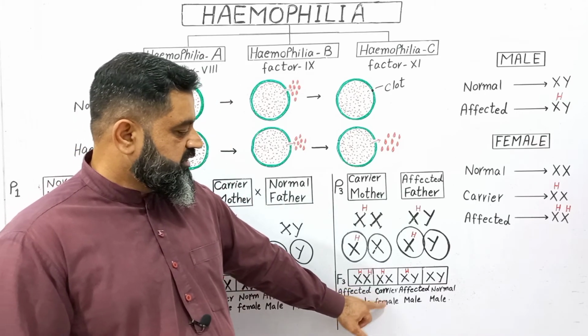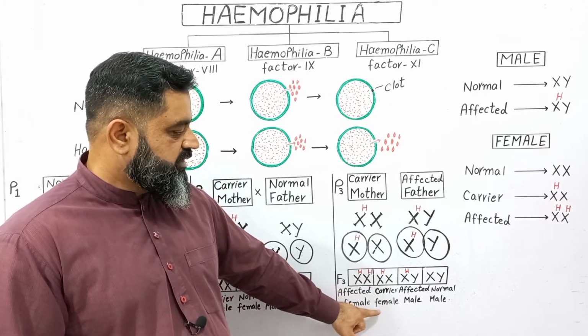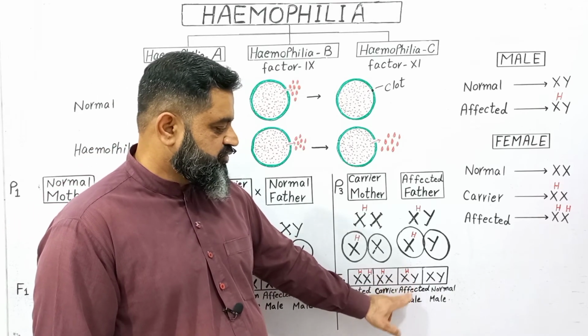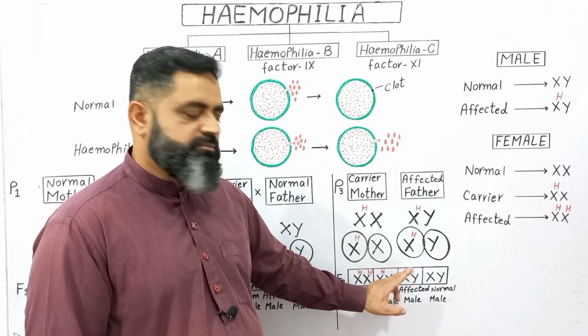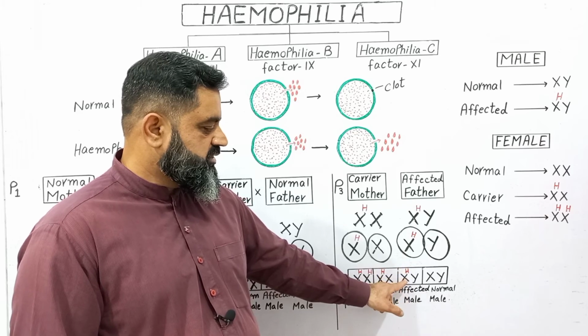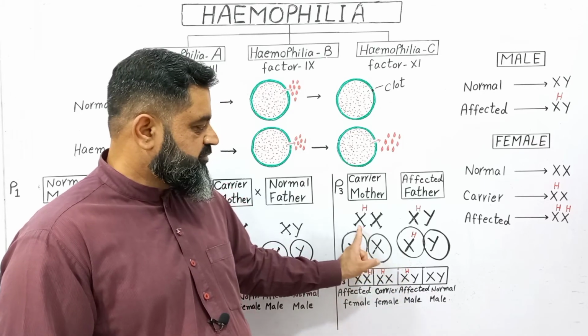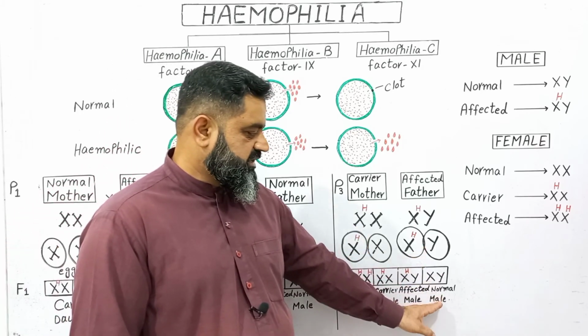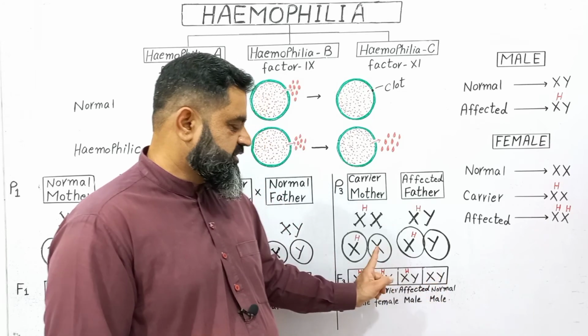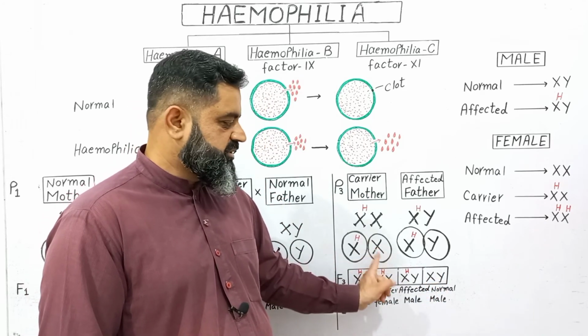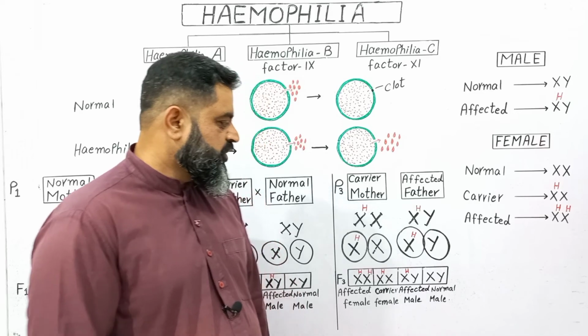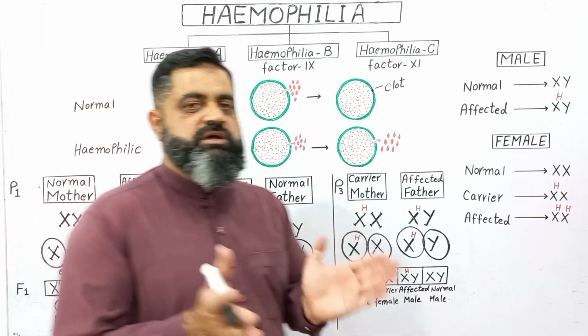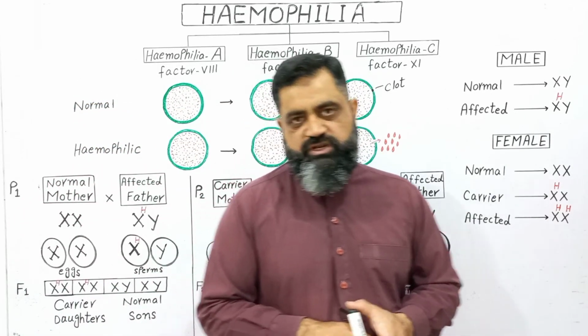The second daughter is carrier and she's normal, and first son is also affected and it will become hemophilic because he received X chromosome from her mother, while the second son is normal because he received normal X chromosome from mother and Y chromosome from father. So in this way, this is the total genetics of hemophilia.